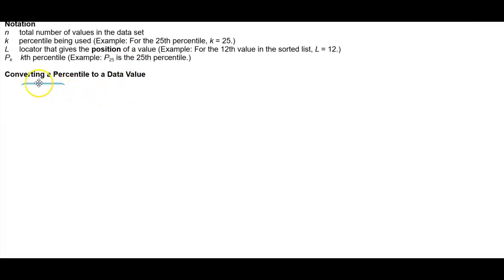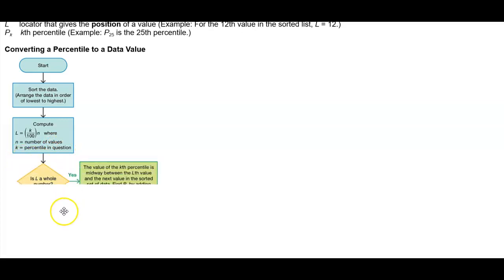So let's see the procedure for converting a percentile to a data value. First thing is to sort the data, arrange the data in order from lowest to highest. Then you're going to compute the following. L is equal to K divided by 100 times N, where N is equal to the number of values and K is equal to the percentile in question.